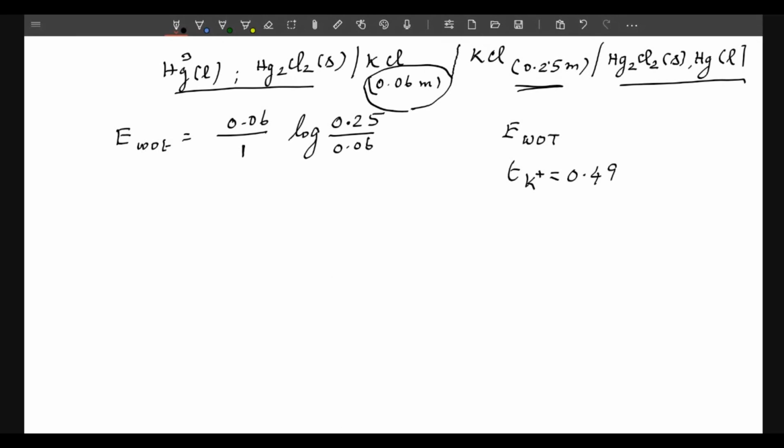Divided by this, 0.25 by 0.06, we will have one thing like this. Instead of 0.25, keep it as 0.24. It will be easier for us for calculation. What comes? Log of 0.24 divided by 0.06 is equal to how much? Log of 4, right? Log of 4 is equal to how much?